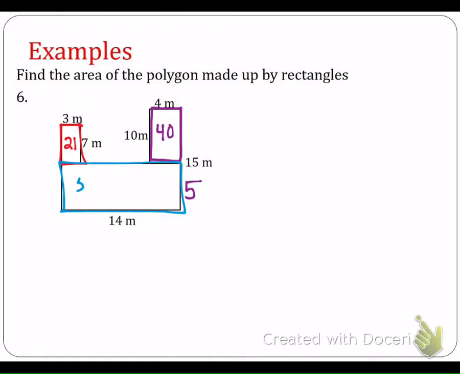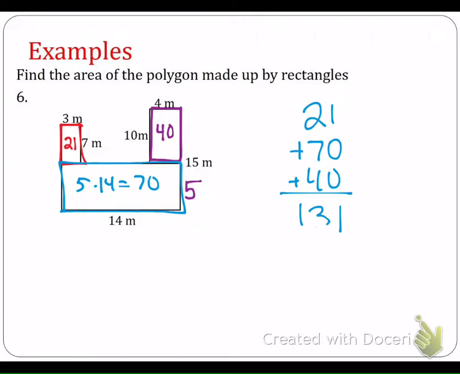down here. And I'll write that one out since I have the space for it. So what do I need to add to get my final answer? 21 plus 70 plus 40 equals what? And don't forget the square meters.